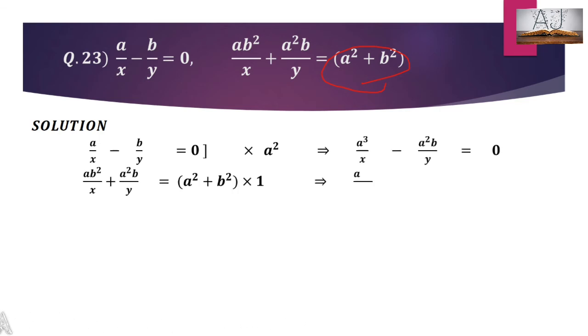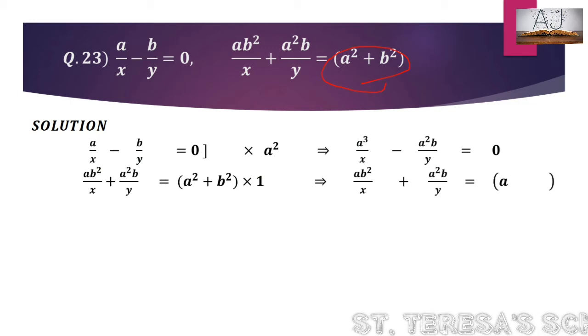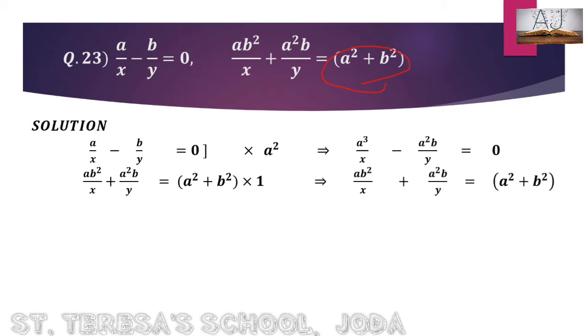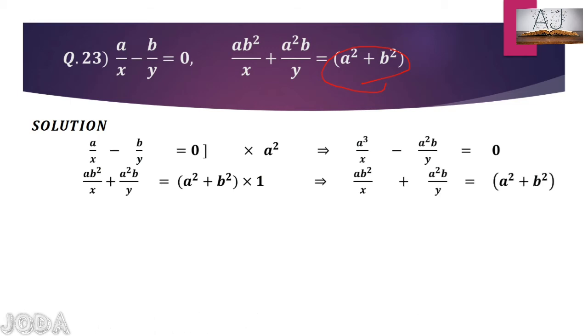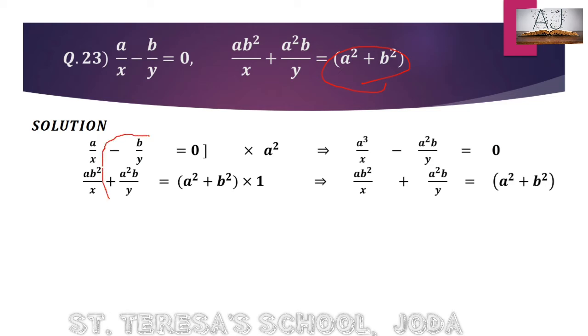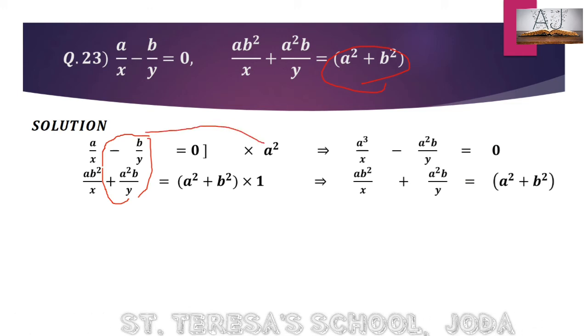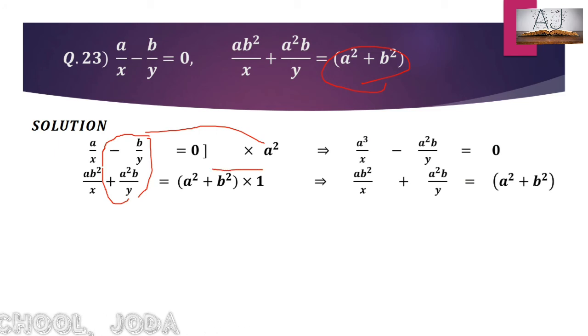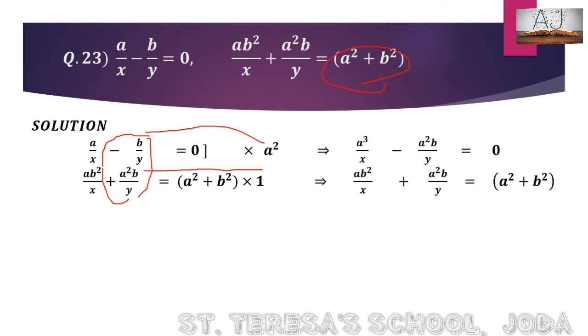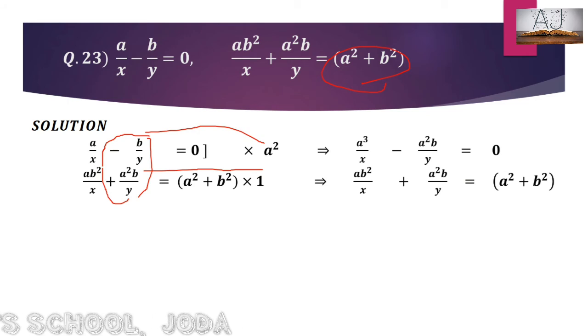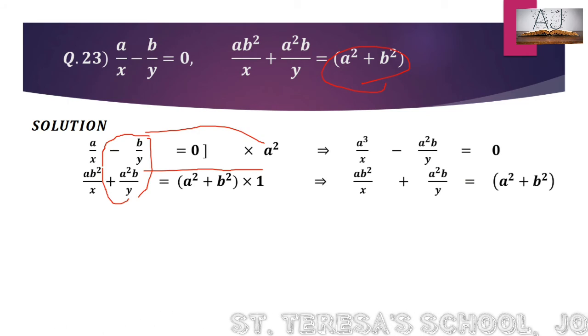We'll make the y terms equal here. So in the first equation, a square has to be multiplied, and in the second, 1 has to be multiplied. So when you multiply a square to a, it becomes a cube by x. These two we are making equal actually, no? Minus b by y and plus a square b by y. How to make equal? A square when multiplied to b becomes a square b. And 1 when multiplied to a square b is a square b. So a square will be multiplied to each one. So it comes a cube by x minus a square b by y is equal to 0.